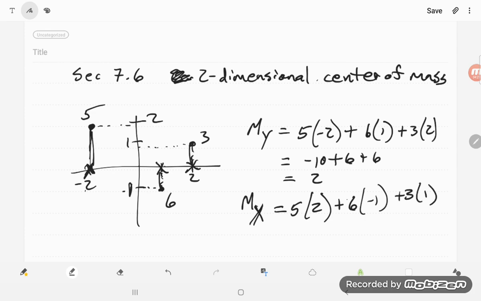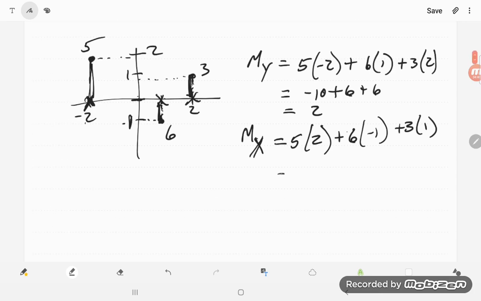And so you see, I was looking at these distances with signs, because we're treating the x-axis as 0, and we get 10 minus 6 plus 3, and so this ends up being 13 minus 6 is 7. Okay, so our moment about x is 7.